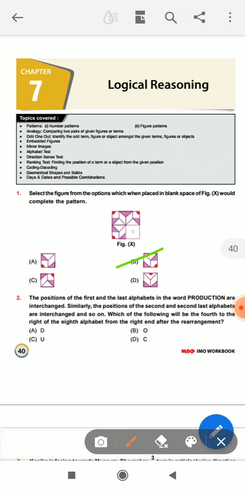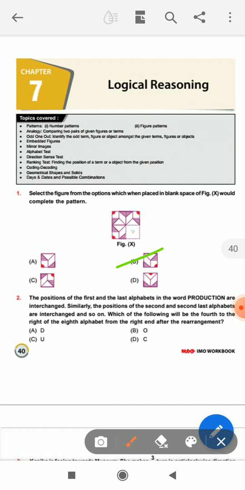Because this is the first box you see, second box, third box, fourth box. So the result is that option B is correct. Okay, student. Next, let's discuss question number 2.